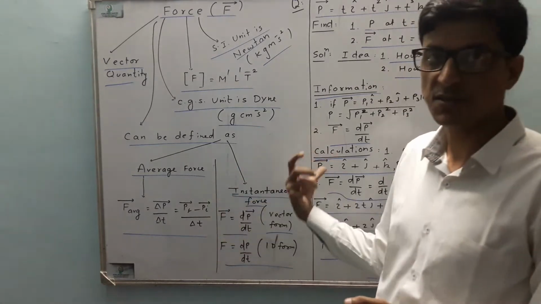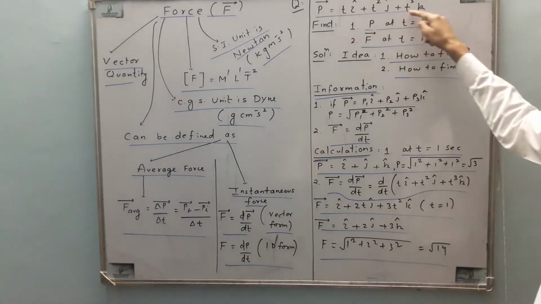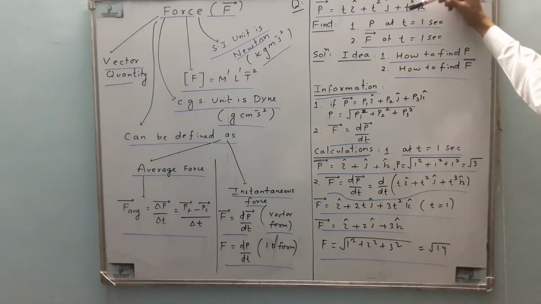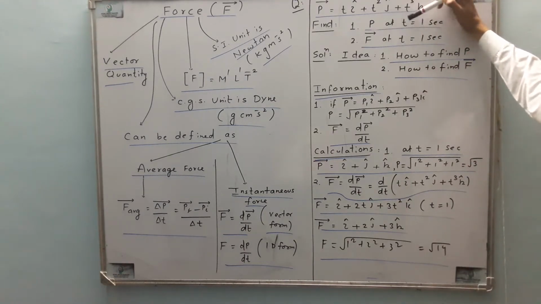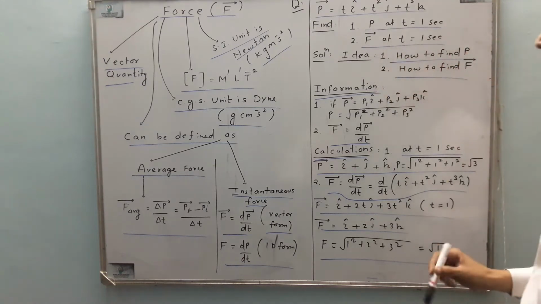Let's implement this. Suppose momentum of a particle is t i cap plus t square j cap plus t cube k cap, and you need to find first the magnitude of momentum at t is equal to 1, and second the force at t is equal to 1 second.